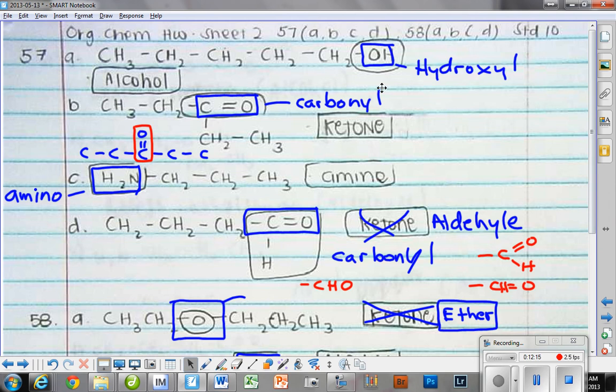Now, you're only going to be dealing with the hydroxyl groups today. That's all that's in the classwork. But I wanted you to see what these different kinds of compounds are and what makes them different. And that's what this was all about.